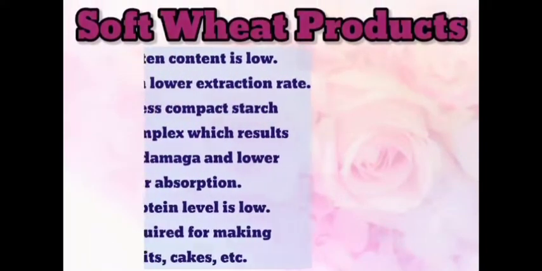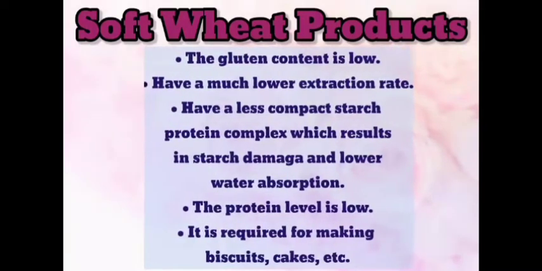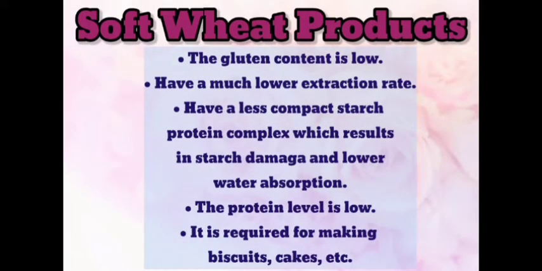Soft wheat products. The characteristics of soft wheat products are: the gluten content is low, have a much lower extension rate, have a less compact starch protein complex which result in starch damage and lower water absorption. The protein level is low, it is required for making biscuit, cakes, etc.